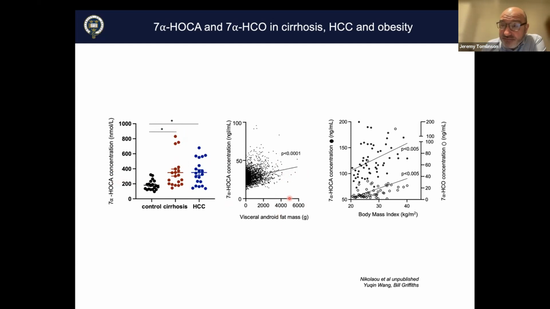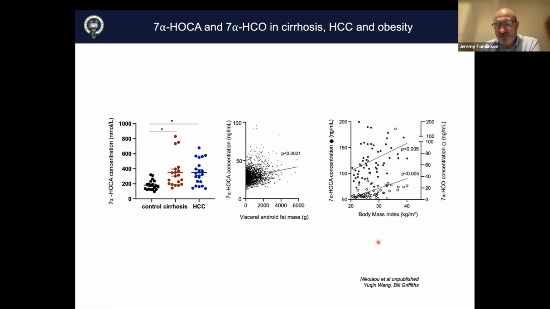When you take healthy individuals, and again, this is something called the Oxford Biobank, where we have about 7,000 or 8,000 patients that have had fairly deep phenotyping, including DEXA scans and metabolite profiles. And again, on a metabolite profile measuring 7-HOCA levels, there's a strong positive correlation between your visceral android fat mass, which we know is a known metabolic risk factor, in particular for driving fatty liver disease. As your fat mass increases, your 7-alpha HOCA levels increase.